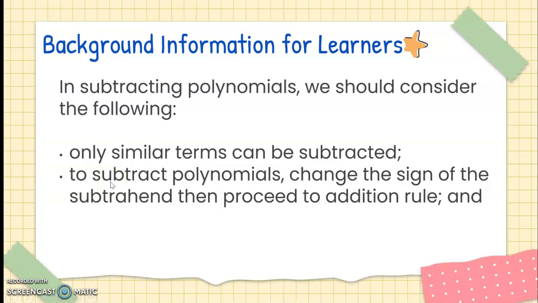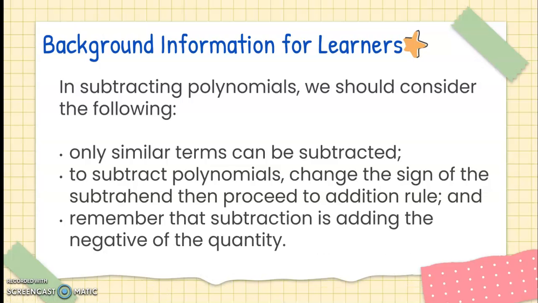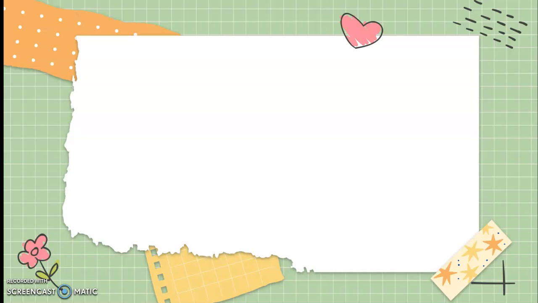How are we going to subtract polynomials? So, to subtract polynomials, change the sign of the subtrahend, then proceed to addition rule, and remember that subtraction is adding the negative of the quantity. So, take note of that. So, I will explain it later kung may example na para ma-intindihan. Okay. So, let's have now example number 1.